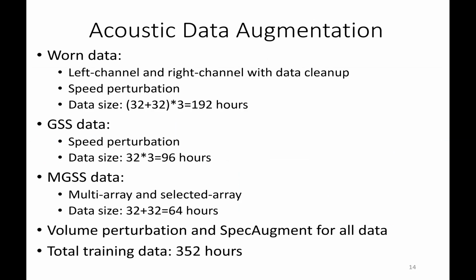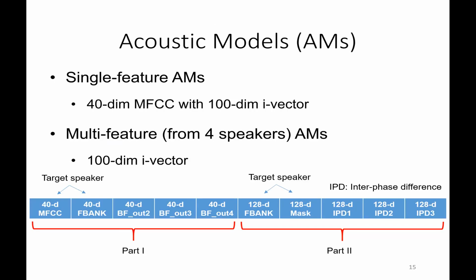Next, we move to the backend. The configuration of data augmentation is shown in these slides. We use 192-hour WAN data, 96-hour GSS data, and 64-hour MGSS data. The total amount of training data is 352 hours. The volume perturbation and SpecAugment are applied to all data without increasing the data size.